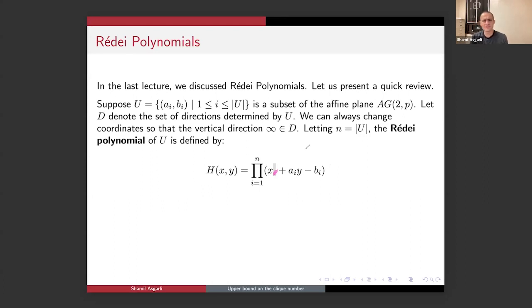This is a polynomial of two variables, x and y. Rédei polynomials are interesting objects, and last time I talked about their importance in the theory of directions, and we're going to see that again today. It's a way to take a combinatorial object, like a finite set of points, and associate to it a polynomial in two variables. Somehow this polynomial encodes a lot of information about the point set, especially about how many directions the point set has. And we're going to see why.